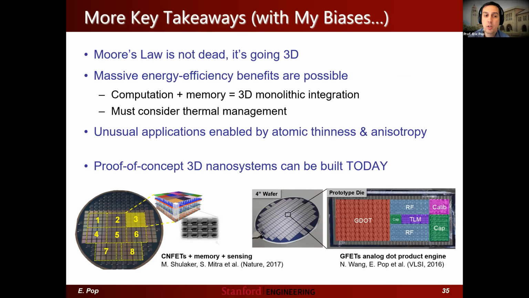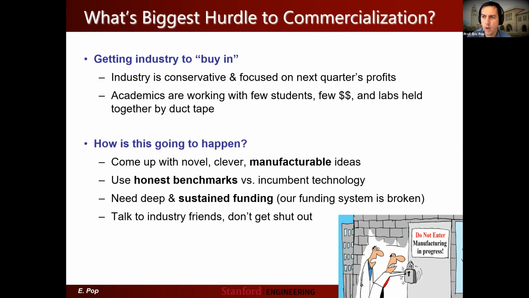I think for 2D materials, the most unusual and most interesting applications, at least to me, are going to be enabled by the atomic thinness and the anisotropy. And I do want to highlight that some of these 3D nanosystems actually can be built today. These are examples from the Stanford labs: carbon nanotubes, memory and sensing built on a 4-inch, 100mm wafer. And this is also a 100mm wafer where my group has built some graphene analog circuits, which are done by transferring the graphene and just building on there.